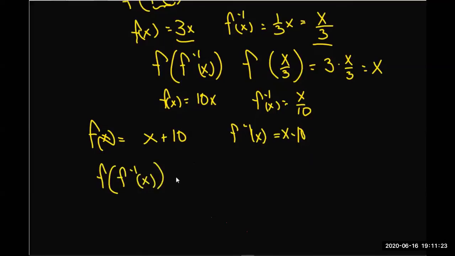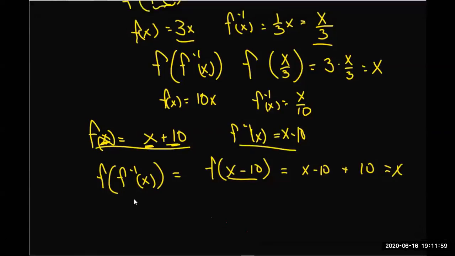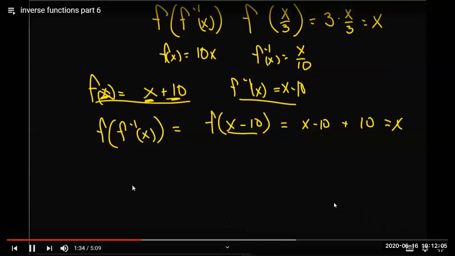So what do you get now? So you're putting in f inverse. You want to put x minus 10 into f. But what does f do? It takes whatever you put into it and adds 10 to it. So we're going to take x minus 10 and add 10. What do we get back? We get x. So it is true that this and this are inverses. Okay? Now, let's go back and do that question.